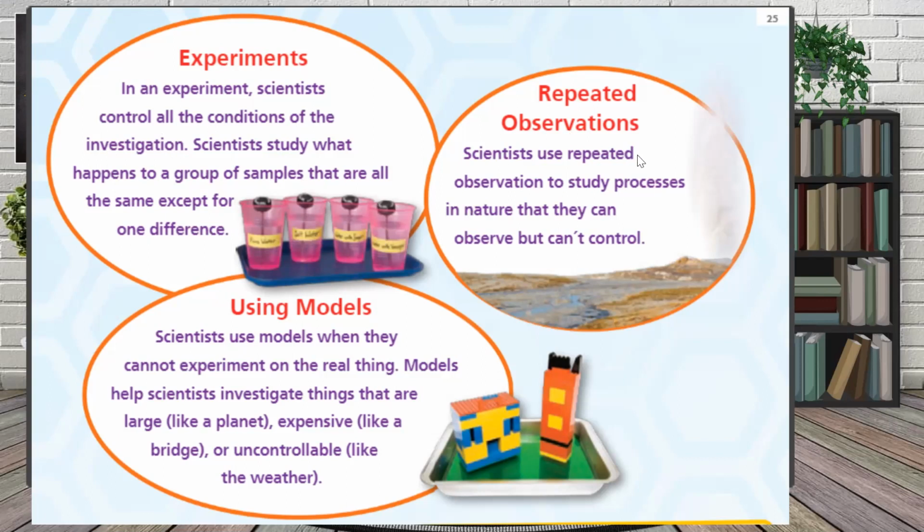Now, what's a repeated observation? Yes, Tala, you can read. Scientists use repeated observations to study processes in nature that they can observe but can't control. Wow. So, why do they use repeated observation?